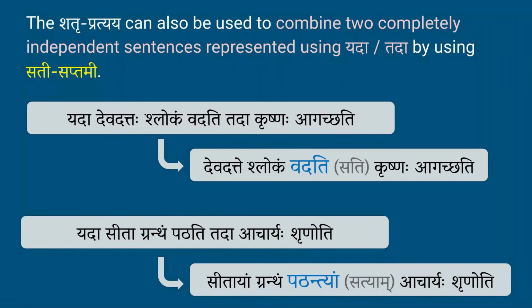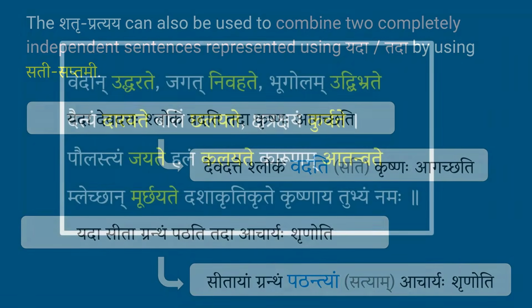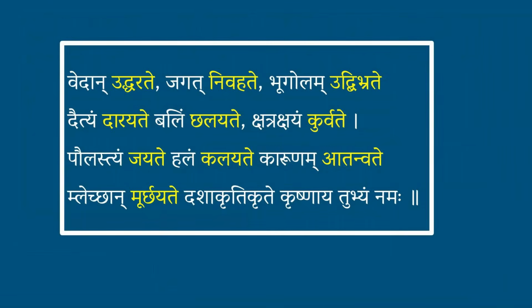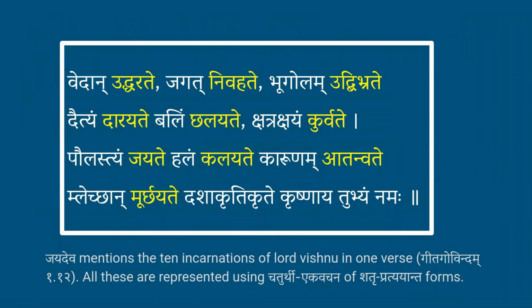Well, that's all for the Shatru Pratyaya for now. Let us conclude with a beautiful shloka composed by Jayadeva in his Gita Govindam. Vedan uddharate jagan nivahate bhugolam udbibhrate daityam darayate balim chalayate kshatrakshayam kurvate paulastyam jayate halam kalayate karunamatanvate mlechchhan murchhayate dashakritikrite krishnaya tubhyam namah.